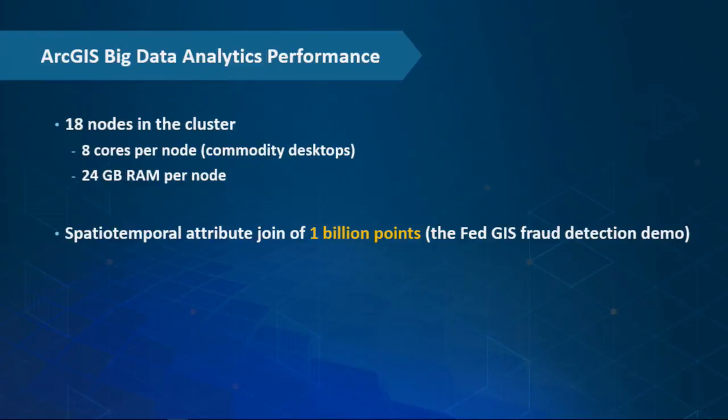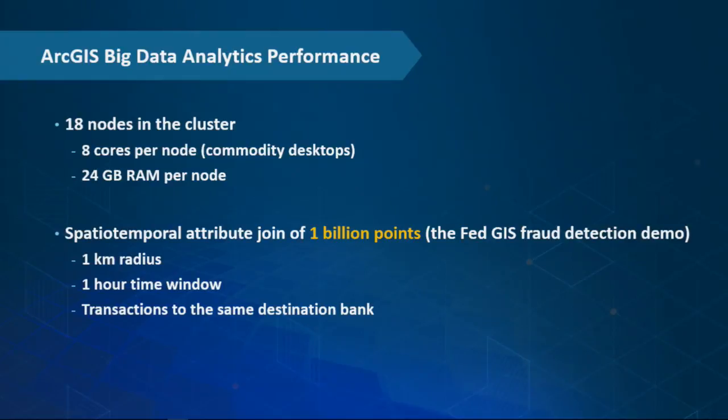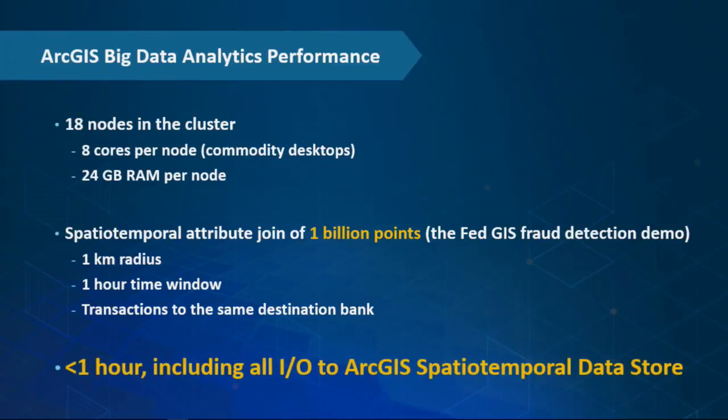Yep. To get that clustered. Very effective. So then, in order to do that, we essentially did a spatiotemporal attribute join of those billion points, joined 1 billion points against itself, where what we were looking for was a 1 kilometer radius, a 1 hour time window, where the transactions are all going to the same bank. That's a little bit like the FAA thing that Mike was showing. Spatiotemporal attribute join. And that operation, we were able to complete in less than an hour of processing on that cluster. And that includes all the I/O going to the spatiotemporal data store, the thing that's sitting on top of Elasticsearch.